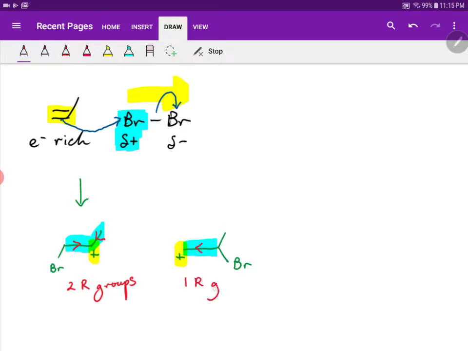So the one on the left has two R groups, but the one on the right only has one R group. With that, we can conclude that for the example on the left, the positive charge is more dispersed, and that's why when the carbocation is more substituted, we actually get a stronger dispersal of charges, and this over here will be more stable. Alright, and because it's more stable, it is most probably going to give us our major product.